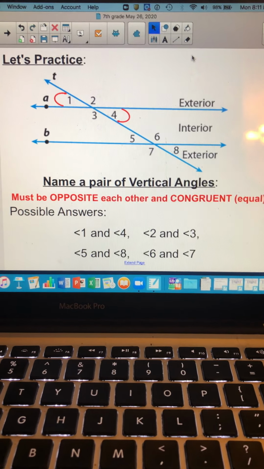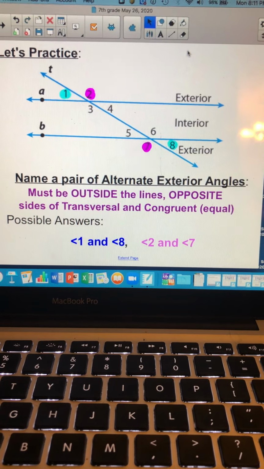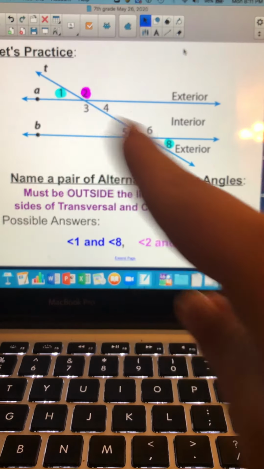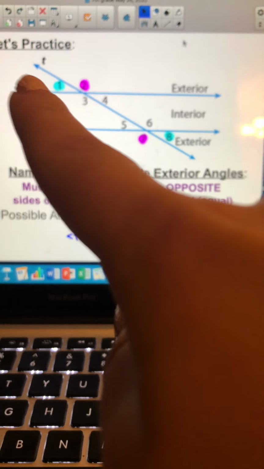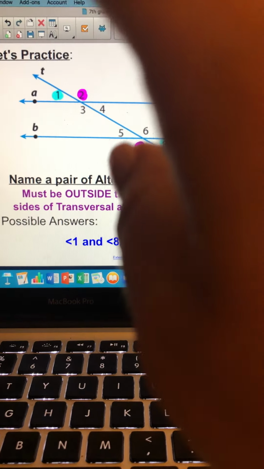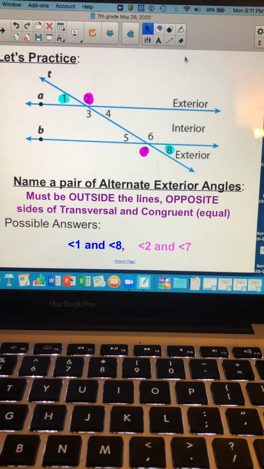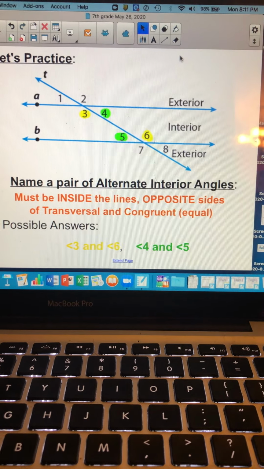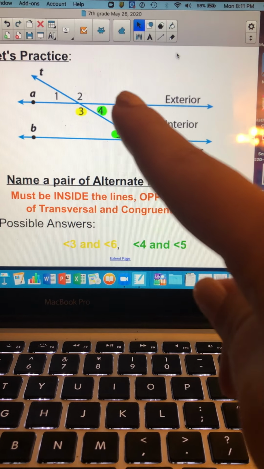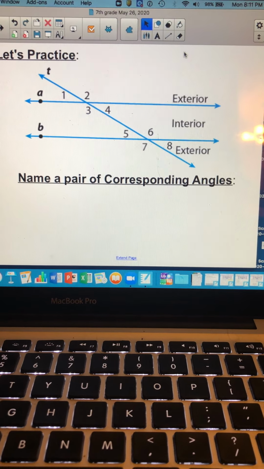So you have vertical, right? We already know those. You'll have your alternate exterior. So the colors match up with their pair. So alternate exterior would be 1 and 8, and then the other pair would be 2 and 7. I highlighted them so that you see that they are together. Alternate interior would be 3 and 6, 4 and 5. Okay, they're also equal in measure.